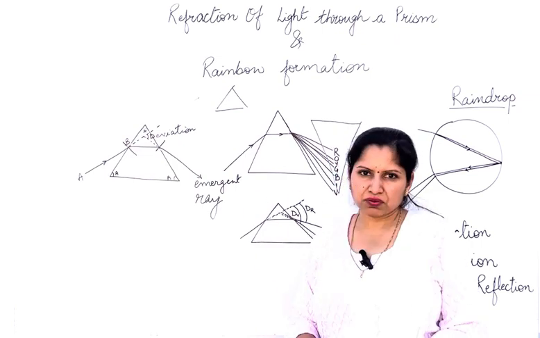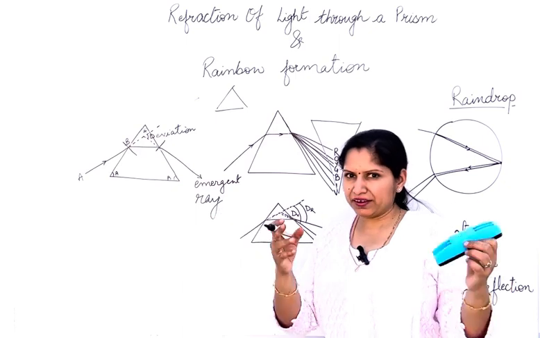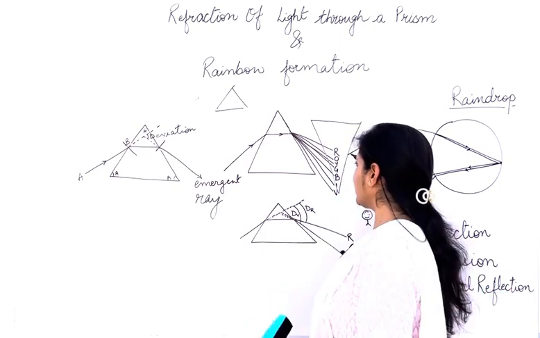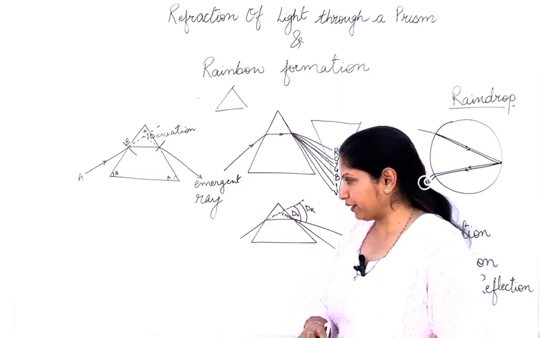This experiment was performed by Newton because he thought that light rays would be further divided into some more components, but he saw that all the 7 colors combined together to form white light again.